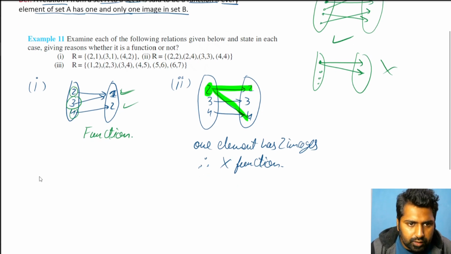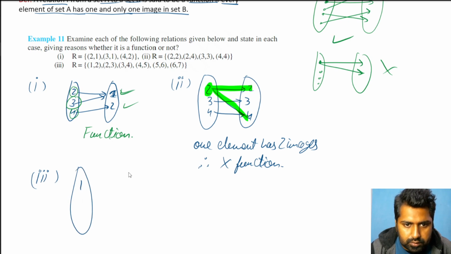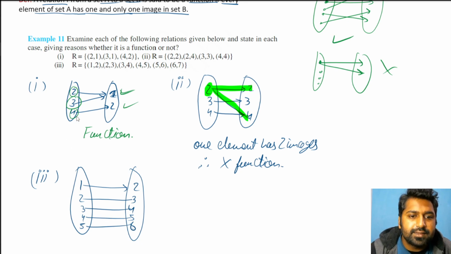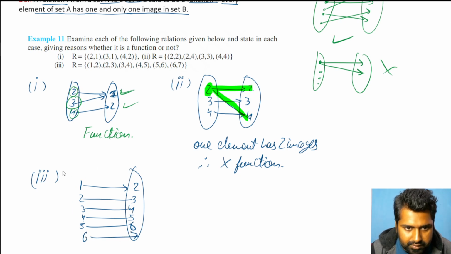Okay. Third one. Oh, sorry. I have to write. We have to create arrow diagram. No? (1, 2), (2, 3), (3, 4). I think this is the same one, the first example that we took, na? (4, 5), (5, 6), and then 6 comma 7 is also there. I think 6 comma 7 was not there. 6 comma 7.